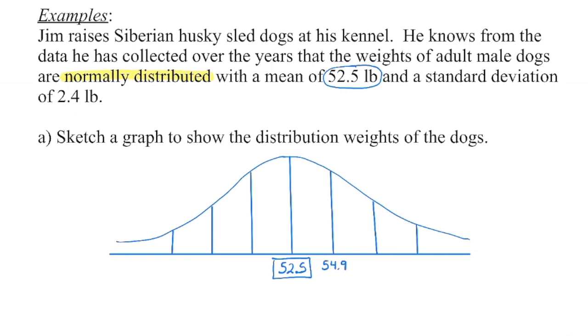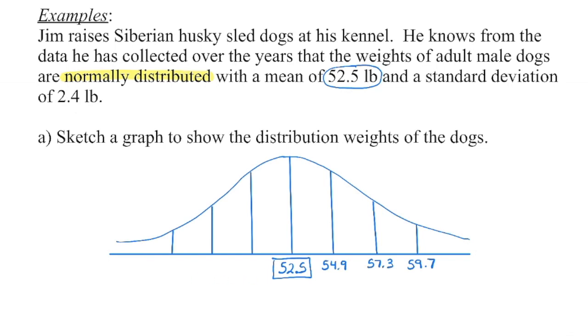And then again, plus 2.4, and we're going to get 57.3. And one more time, plus 2.4, and you're going to get 59.7. Now, I always do that end first, doesn't really matter. Now we're going to do below the mean.